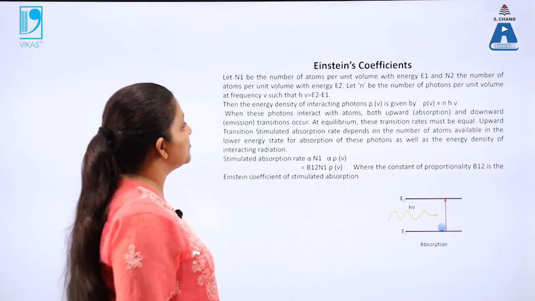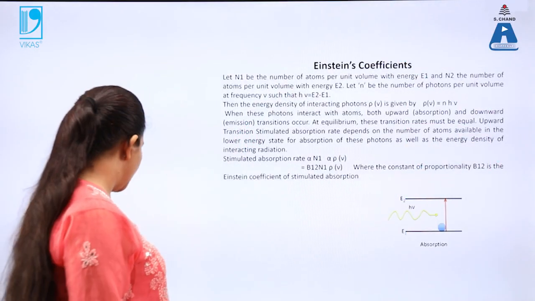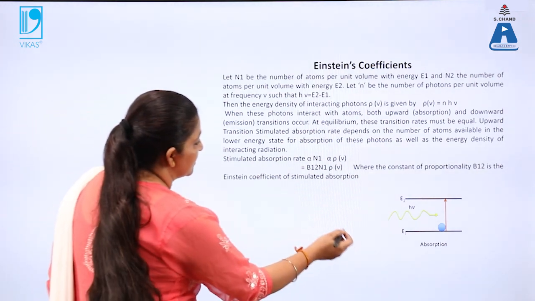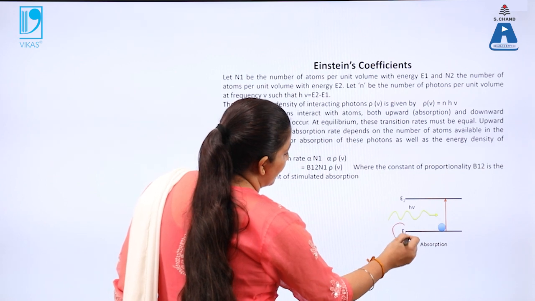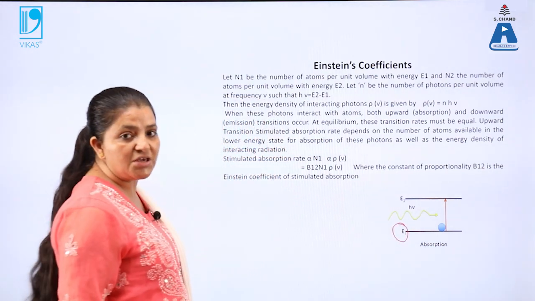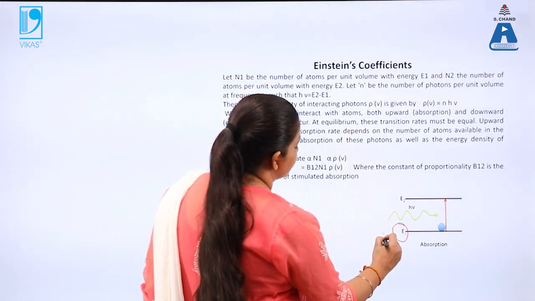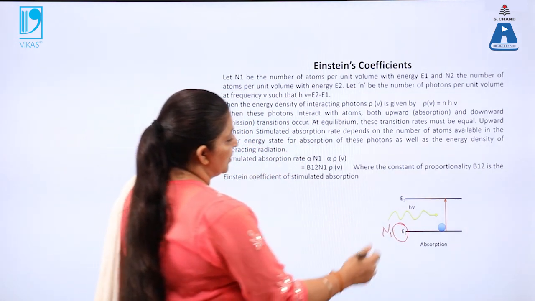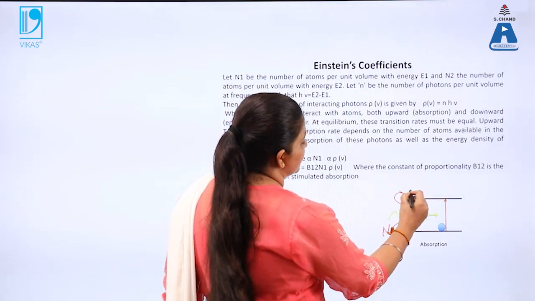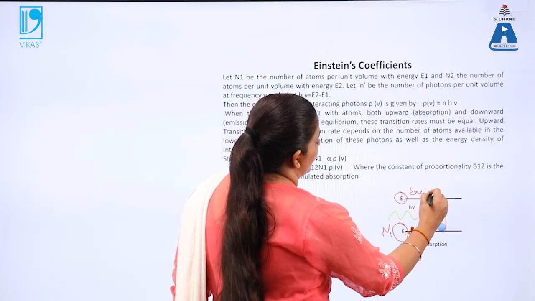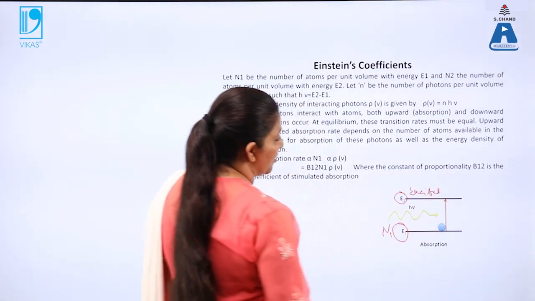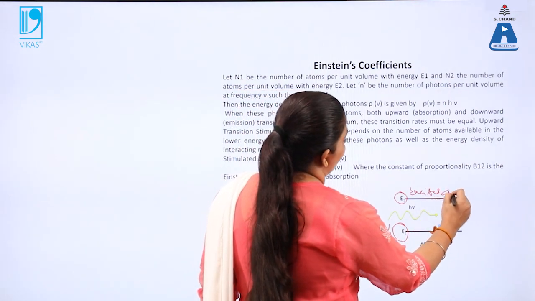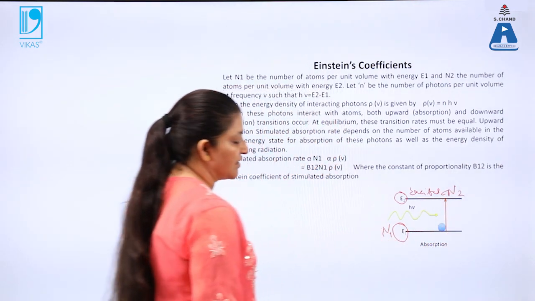Now Einstein's coefficients. In order to calculate these coefficients, firstly there are some assumptions. Firstly, it is considered that this is the ground state for an atom having the energy E1, and N1 is the number of atoms present in the ground state. Now E2 is the excited state energy, corresponding to the atoms in the excited state, and N2 will be the number of atoms present in the excited state.